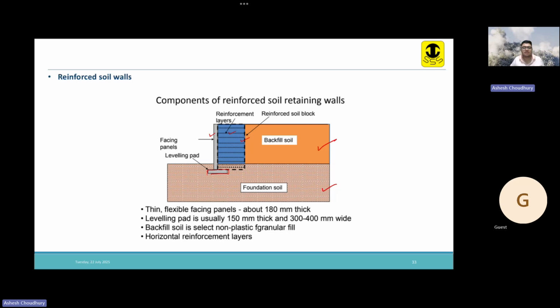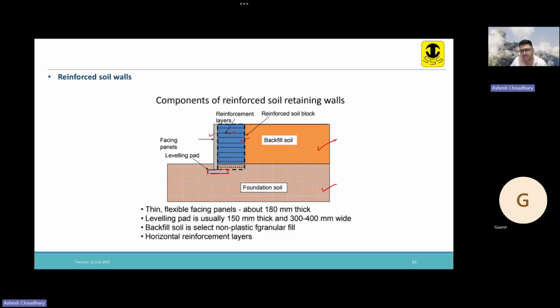Thin flexible facing panels about 180 mm thick are used. The leveling pad is usually 150 mm thick and 300 to 400 mm wide. This leveling pad is just a concrete pad we make so that we get an even level surface to place the blocks, the facing panels. Backfill soil is generally selected as non-plastic granular soil, granular fill, and we use horizontal reinforcement here.